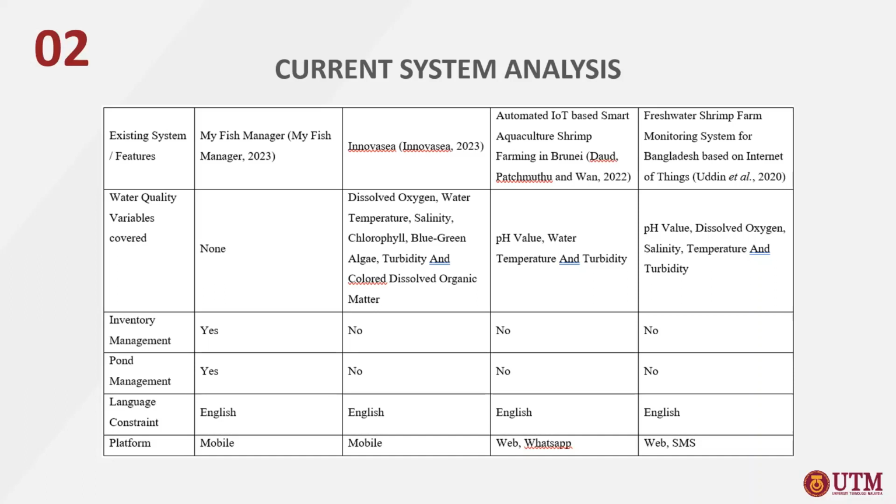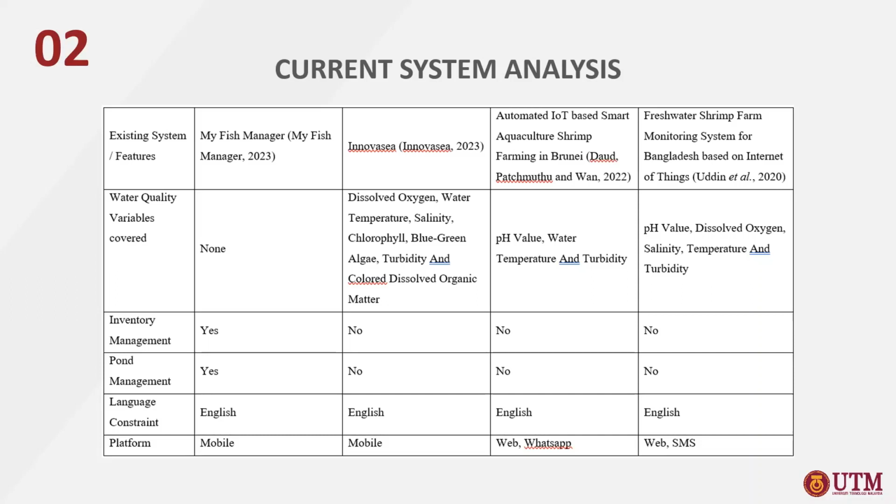Next, based on the research paper by Daud Pashmutu and Wan, the water quality variables covered by them is pH value, water temperature, and turbidity. They do not cover inventory and pond management. They use English language in the system, and the platform is web application with integration of WhatsApp API.